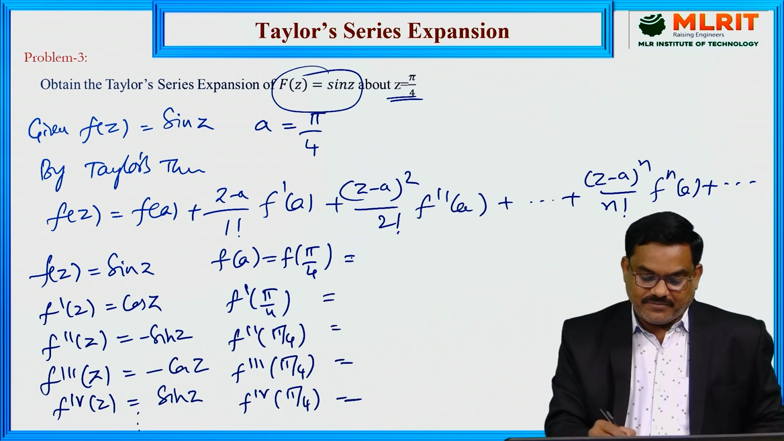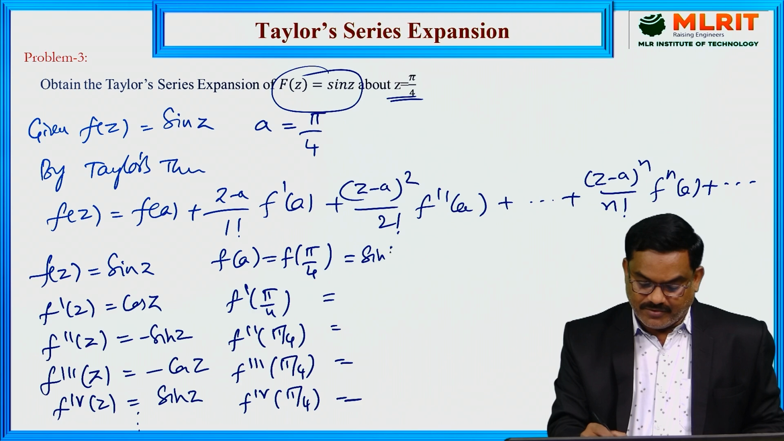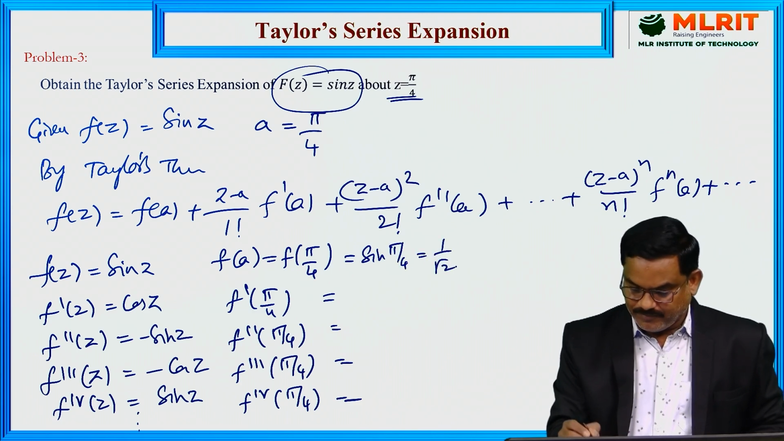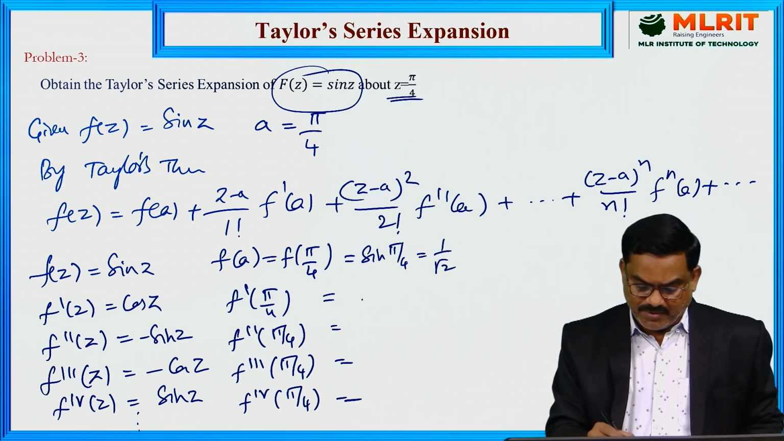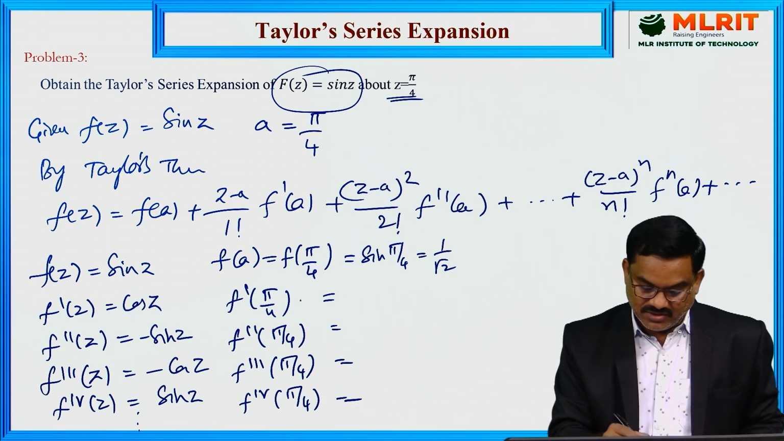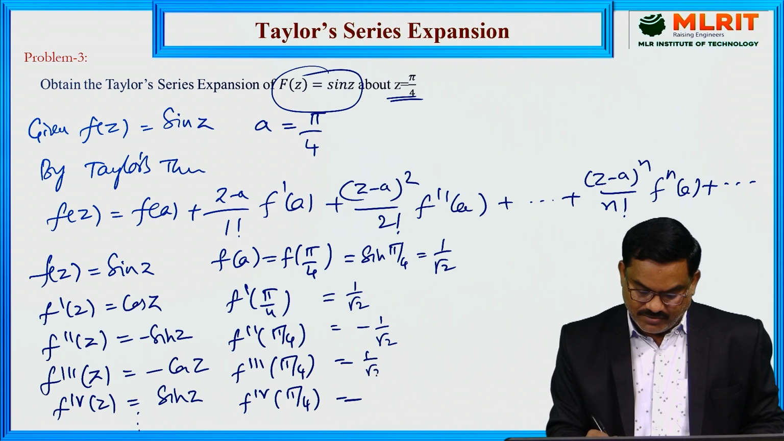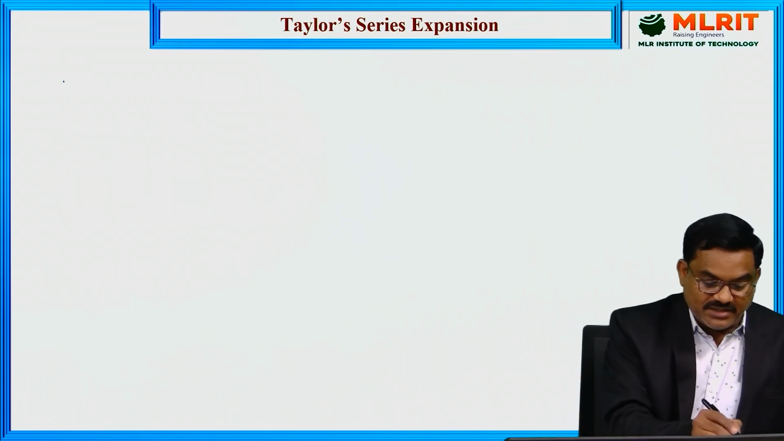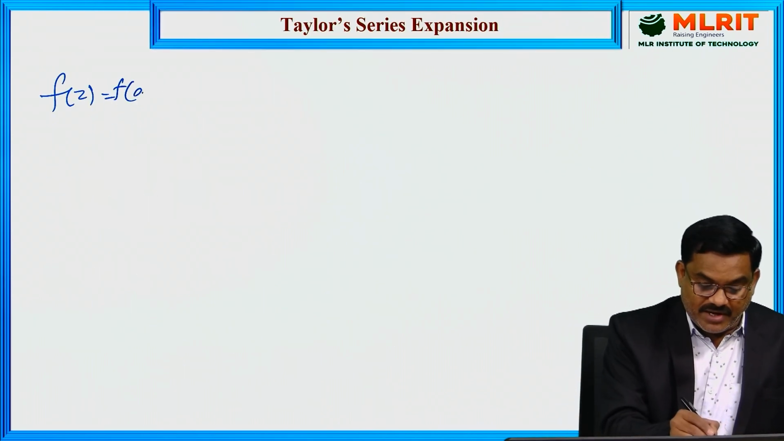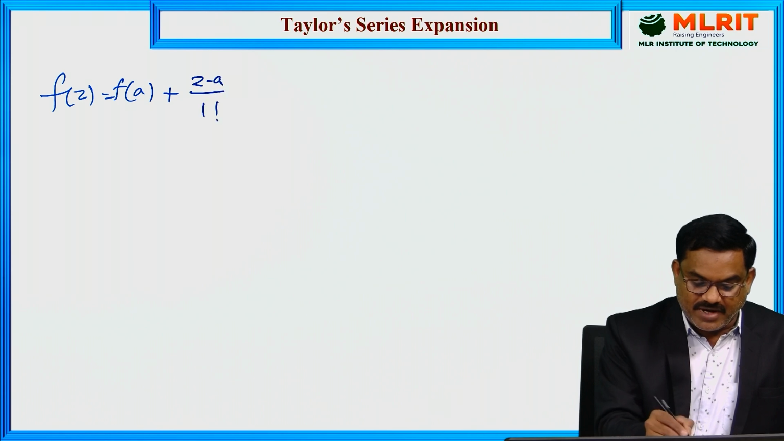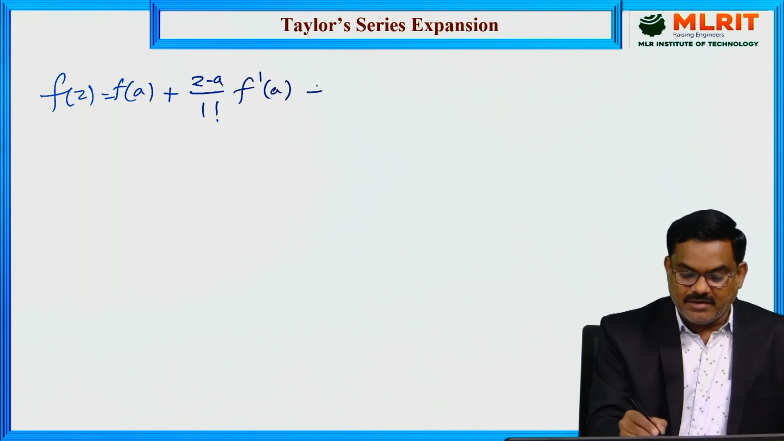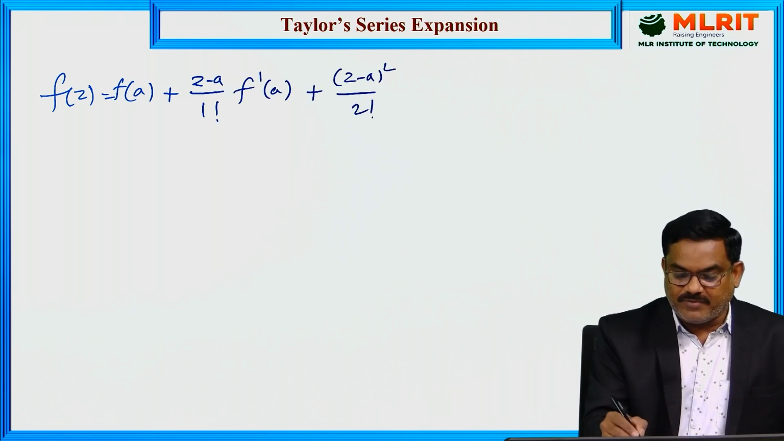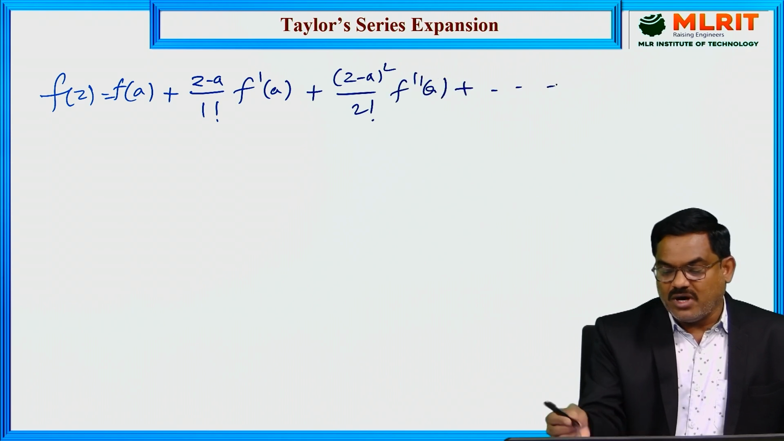So f of pi by 4, that means sin pi by 4. Sin pi by 4 is 1 by root 2. Similarly, cos pi by 4, so f dash pi by 4 is 1 by root 2, f double dash pi by 4 is minus 1 by root 2, then plus 1 by root 2. This is minus, again this is plus, and so on. So substituting these in the expansion, f(a) plus (z minus a) by 1 factorial f dash a plus (z minus a) whole square by 2 factorial f double dash a and so on.